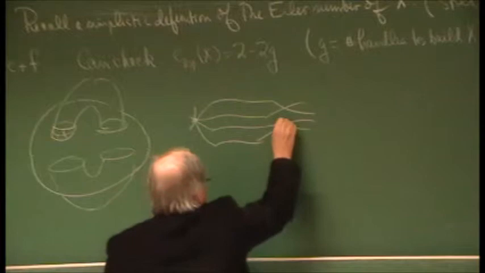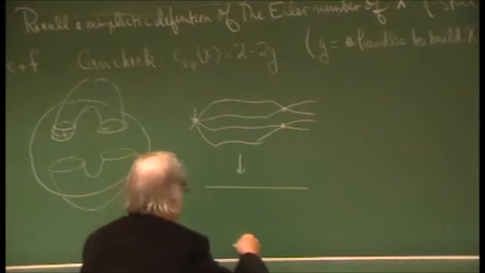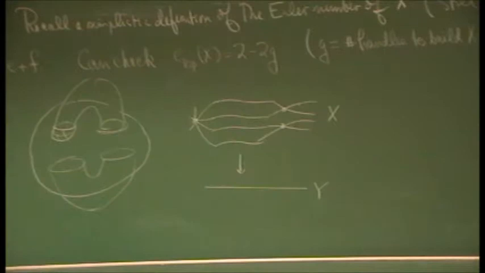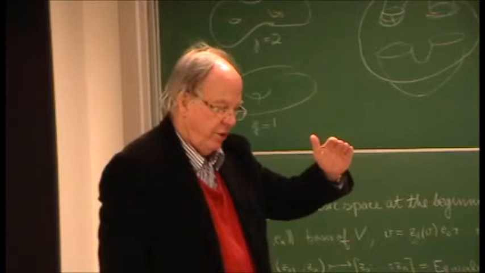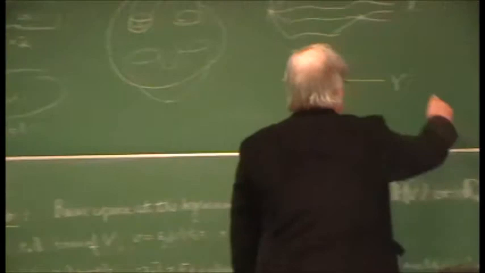So something like this. And this is x, and this is y. And not just a meromorphic function or something. So surface X, Riemann surface, holomorphic map from Riemann surface to Y, ramified covering, okay? Upstairs you have the ramification points, downstairs you have the branch points.